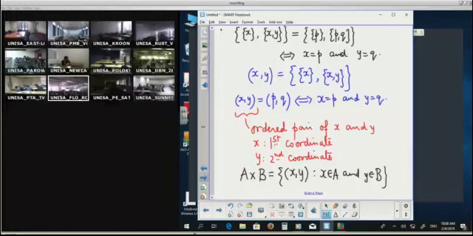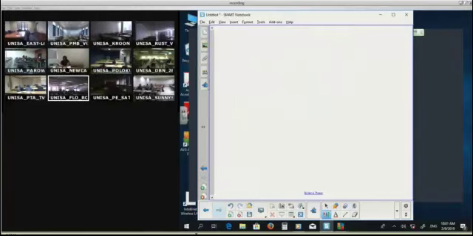So now, this kind of set A cross B, we will be using again and again. And we will also like to have ordered triples, like x, y, z, then ordered quadruples, like x, y, z, t, and in general, ordered n-tuples.